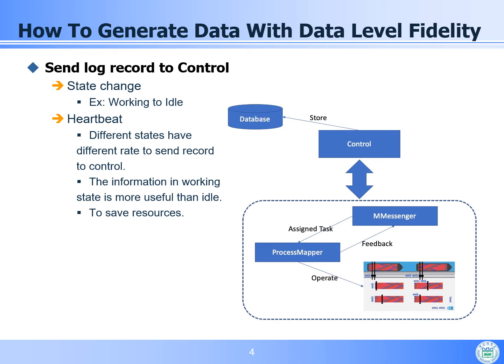So the records can be generated in 2 situations. First is status change, second is heartbeat. Different statuses have a different rate to send the record to control.